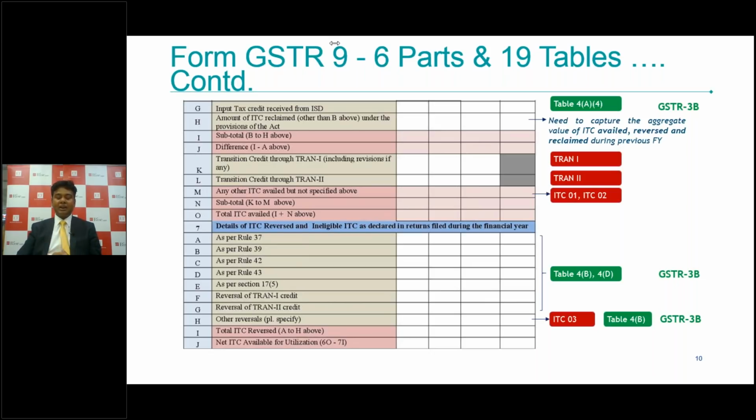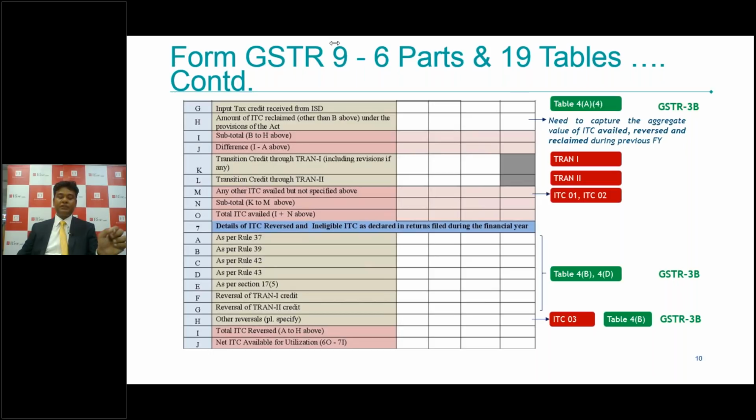So these are additional credit that is going to come to you other than the invoices. And then you add and say what is the total available credit, which is 6O. So if you look at O, the O is the total credit that you have availed. Now here, when I say total credit that you have availed, it has nothing to do with 3B.